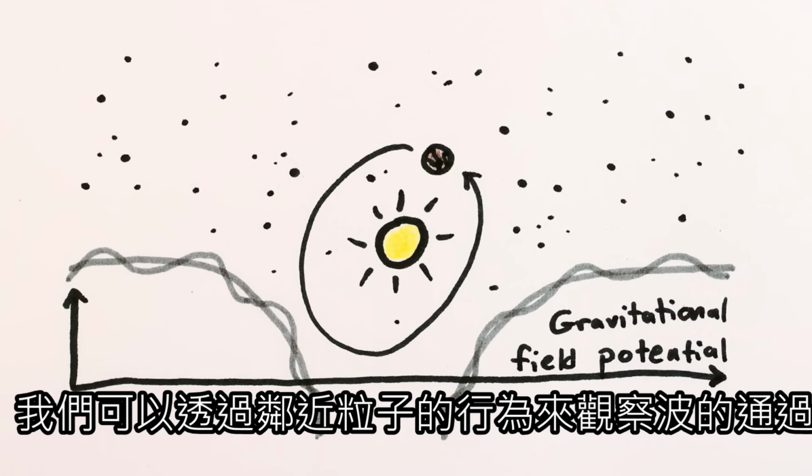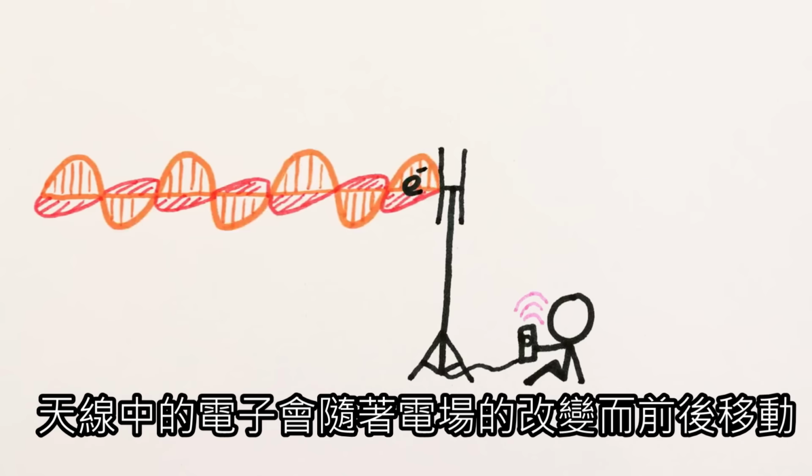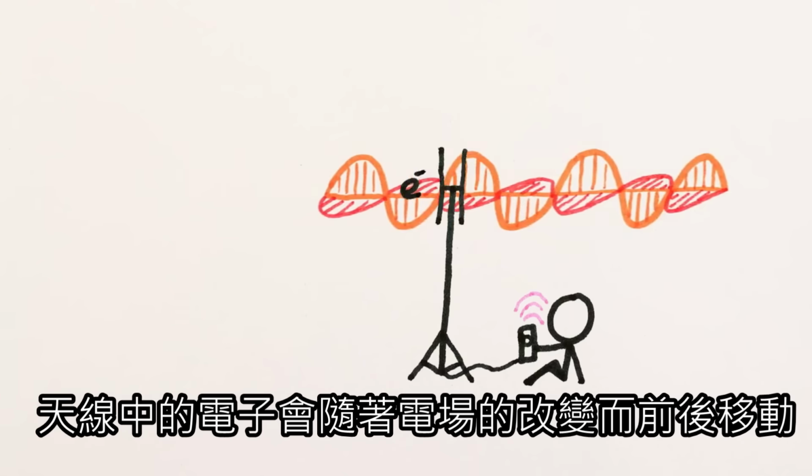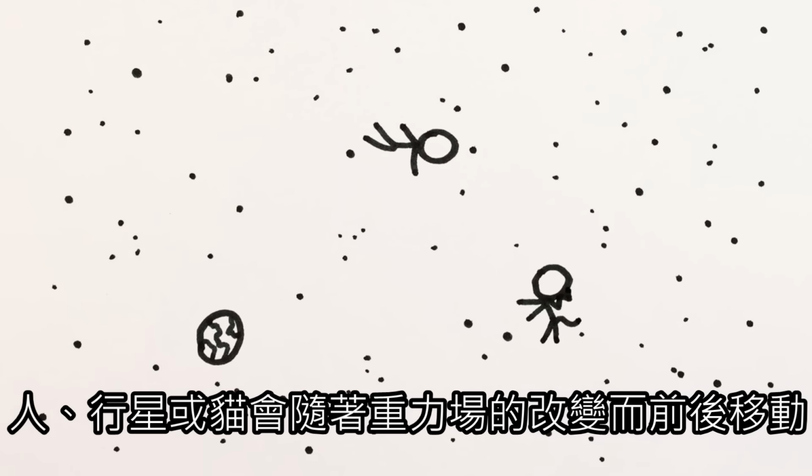You can tell a wave has passed by looking at how nearby particles behave. A bobber on the water rises up and down. The electrons in a radio antenna move back and forth because of the changing electric field, and free-floating people or planets or cats move back and forth because of the changing gravitational field.